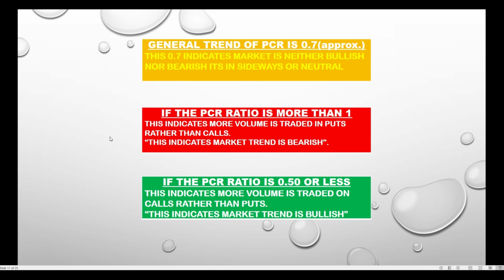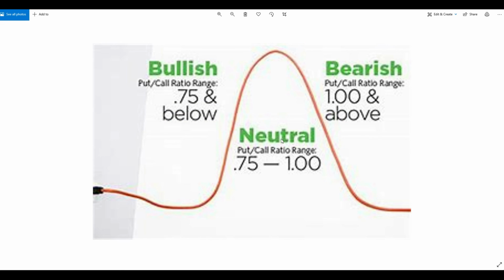If you want, you can take a screenshot of this. Only 3 things: the general trend, if you get a PCR of 0.7, it's a neutral or sideways market. If the PCR ratio is more than 1, it's approaching the bearish side because put side volume was more, and if the PCR ratio is 0.5, it indicates that it's very strongly bullish. This was the topic I wanted to cover today, and I just covered it. And you can see the image here.